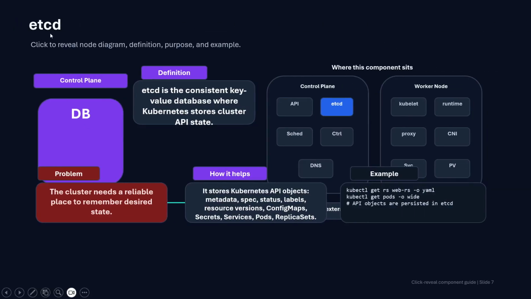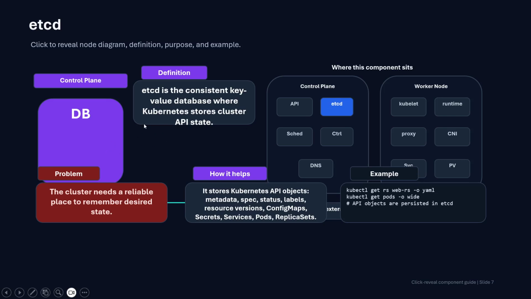The next component is etcd. This is the database, and it is a key-value pair database. Your pod information, your Kubernetes information is stored inside this database. etcd is the consistent key-value database where Kubernetes stores cluster API state. It stores Kubernetes API objects. In the last video we saw there are many objects like config map, replica set, network policy. These are called Kubernetes objects. That object information is stored inside this etcd database. This is also a control plane component, not a worker node component.